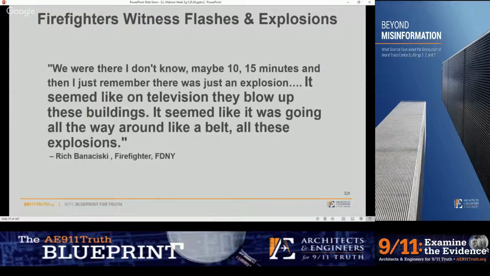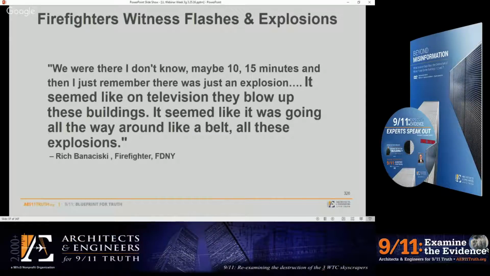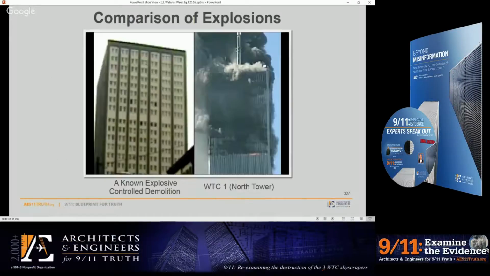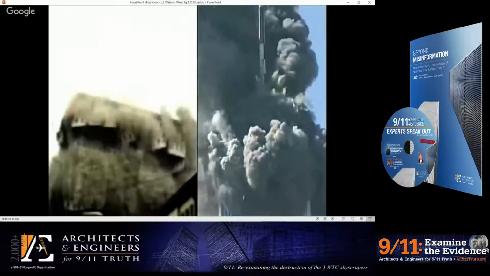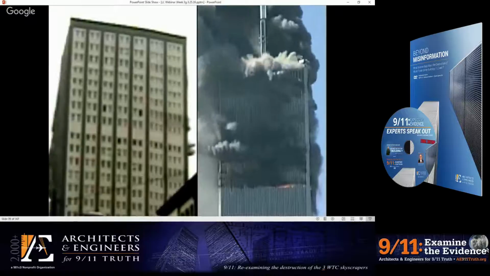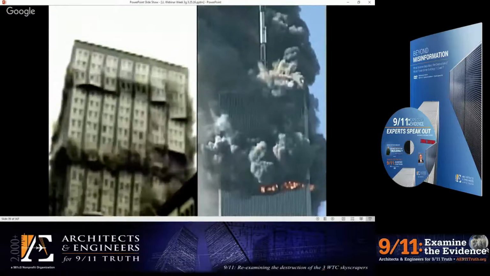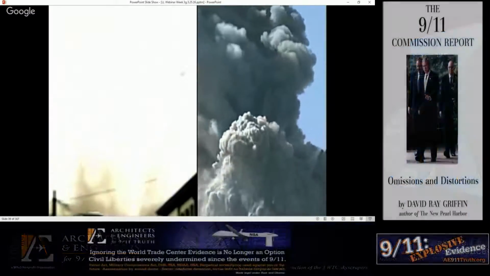These are credible professional witnesses, and yet their testimony is not included in the generation of data for the background research used in the scientific method, typically. Let's see what they're talking about. On the right, you see here the North Tower. On the left, a known explosive controlled demolition. Is there any similarity? We're looking at a sudden, nearly symmetrical onset of destruction, very, very fast. Turns out to be near freefall. Turns out to be 60% of freefall.